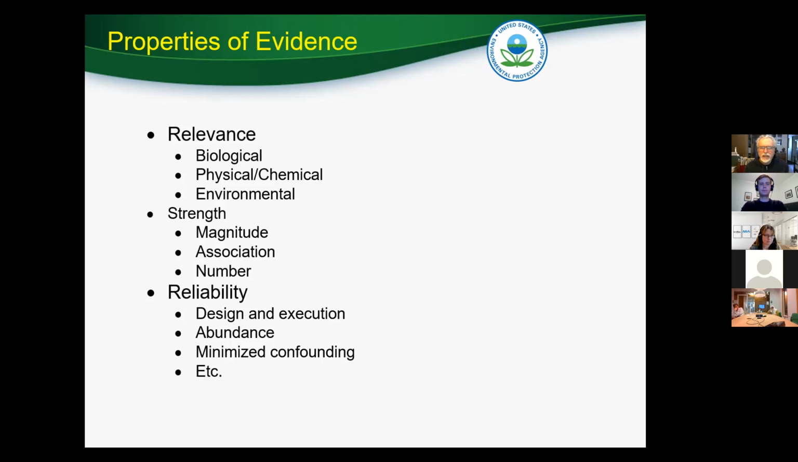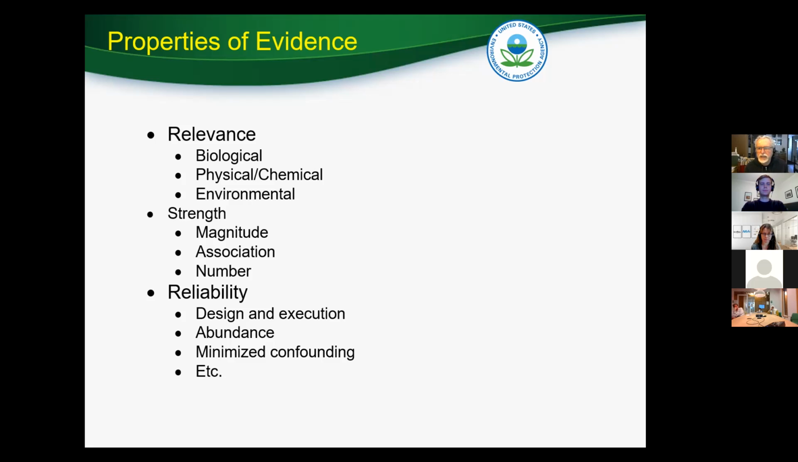Strength of the evidence: the magnitude of difference between, say, exposed and reference sites, or the magnitude of effect in a tox test, the degree of association, correlation coefficients being the obvious example. And then the number of replicates, which we were all taught in statistics gives you stronger evidence. And then reliability, design and execution, abundance of a type of evidence, confounding minimized in the case of field studies, et cetera, et cetera.